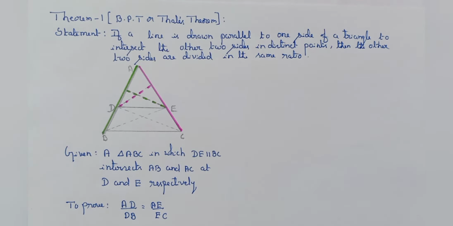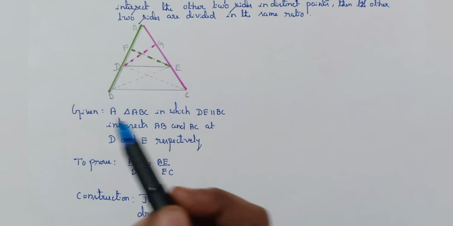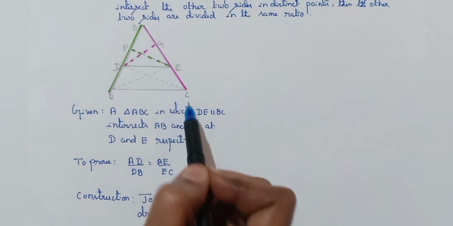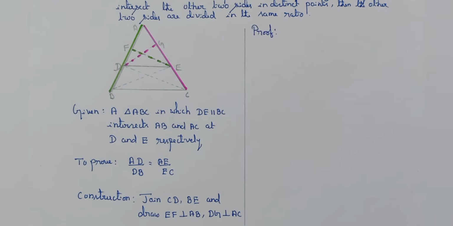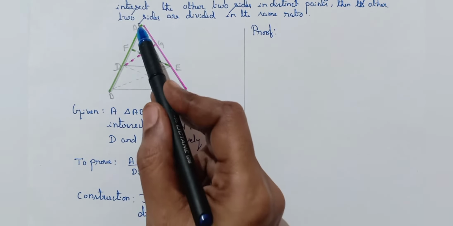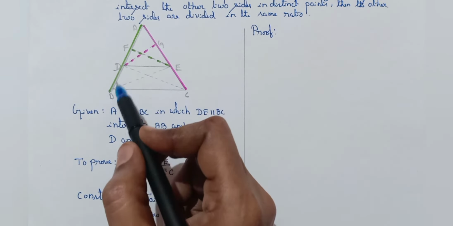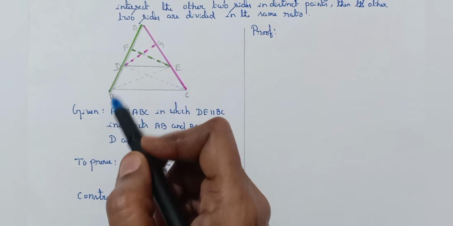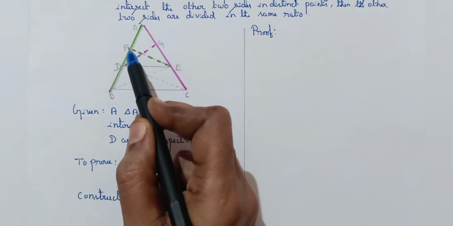Next, write the construction. Join CD and BE and draw EF perpendicular to AB and DG perpendicular to AC. Next is proof. Now consider the triangles on the side AB. Here ADE and BDE are the two triangles on the side AB. ADE is an acute angle triangle and BDE is an obtuse angle triangle. See, for both the triangles ADE and BDE, EF is the height.